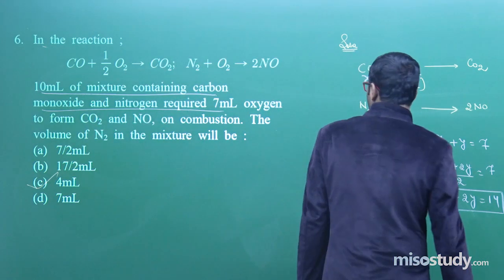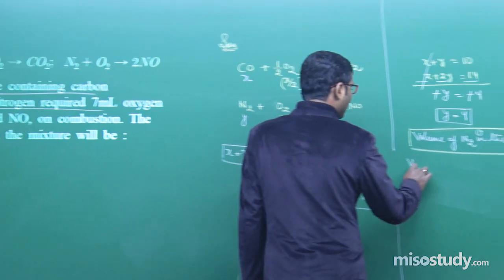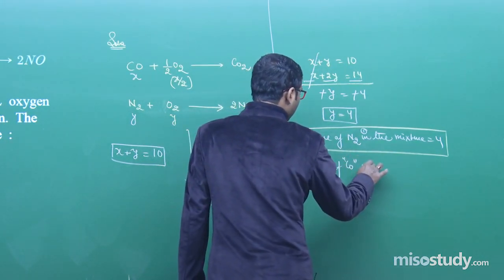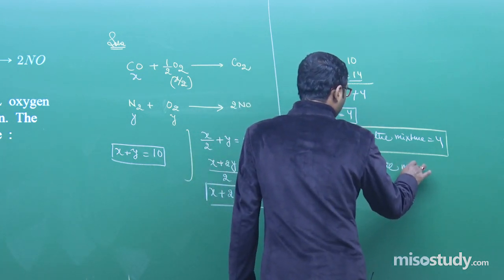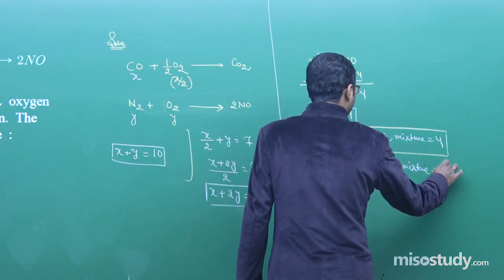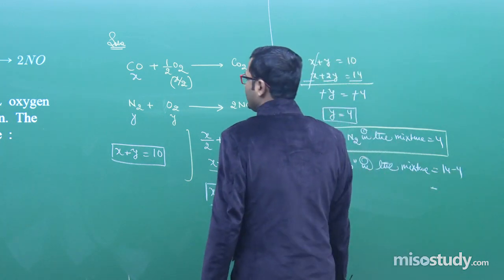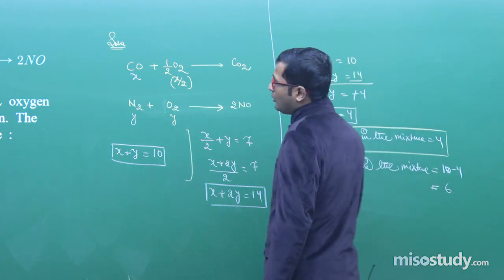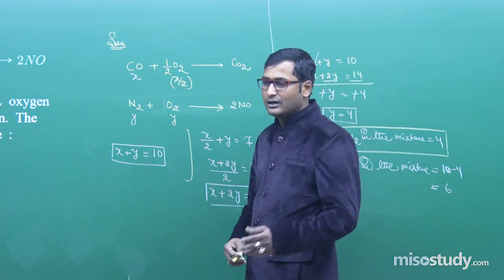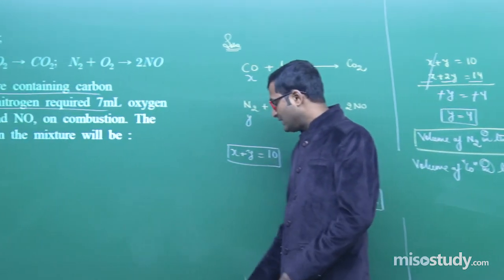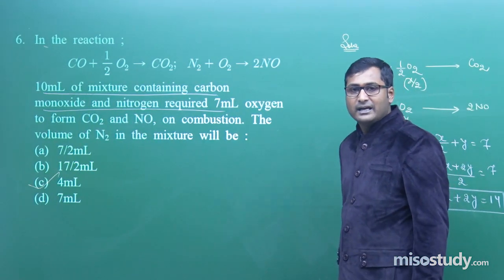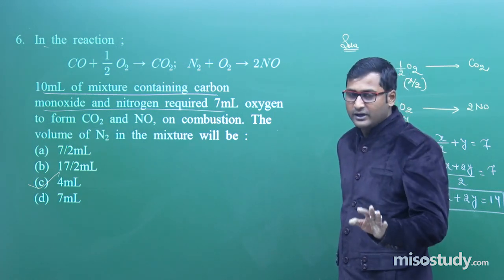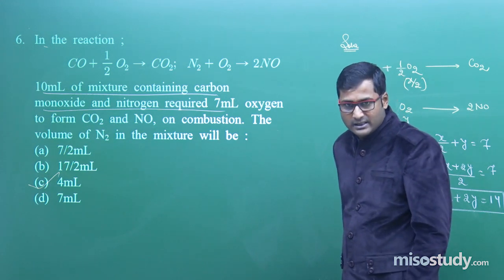And if anyone asks you what is the volume of CO in the mixture, the total volume is 10, so 10 minus 4 will be 6. So this question looks tough. Read the question carefully. You have the ability to solve each and every question. It totally depends upon your previous theory and your concept.